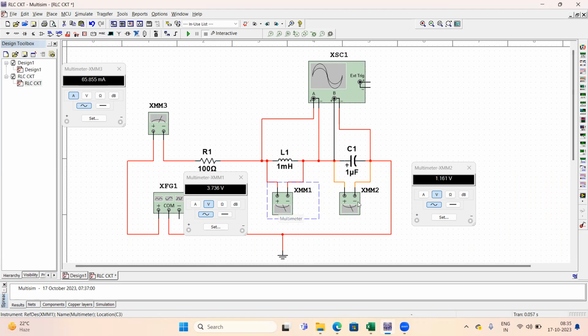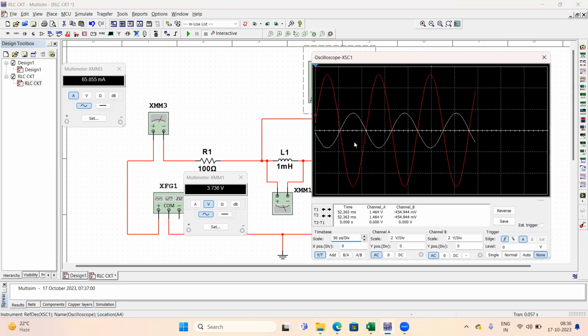Just take two multimeters to measure the voltages across the components, and one multimeter to measure the current. If you have the oscilloscope, please connect it, and you will have more insight because you will be able to observe the waveforms. Then you will clearly see there is a 180-degree phase shift between the two signals, and obviously the magnitudes are different. Sometimes this white waveform has more magnitude, and at other times this red waveform has less. You can observe those differences, and at the resonance frequency, the magnitudes of both waveforms become equal.